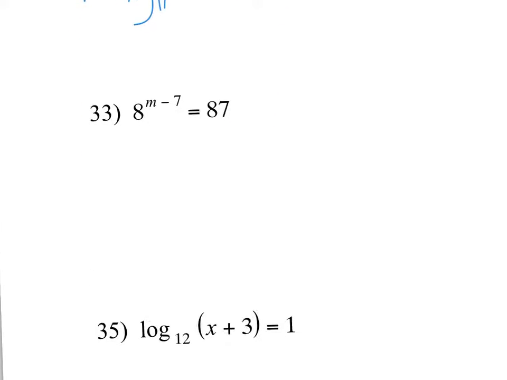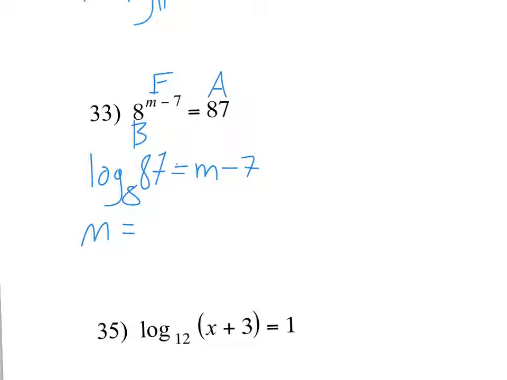Number 33. Same thing, there's no way I can get these in the same base, so I'm going to write this as base, exponent, answer: log base 8 of 87 is equal to m minus 7. m is equal to log base 8 of 87 and then plus 7.